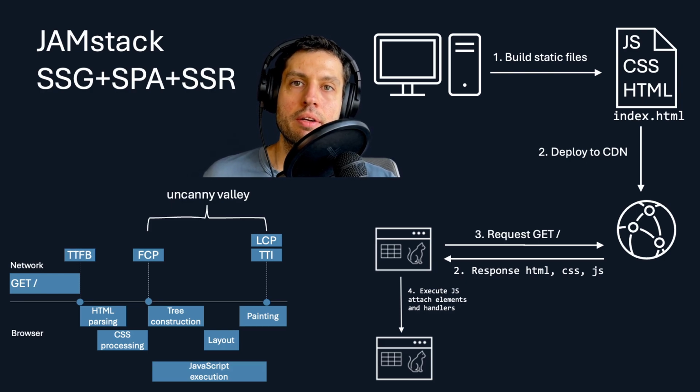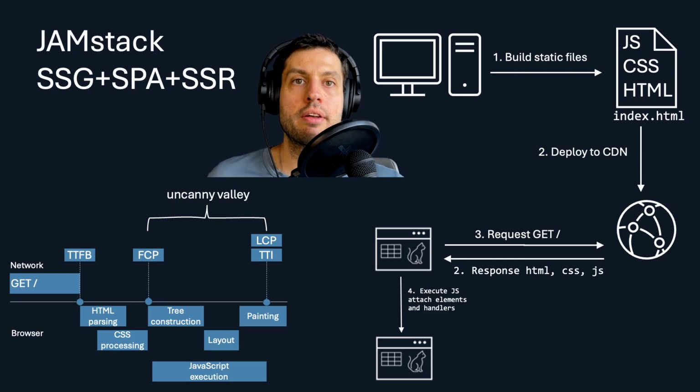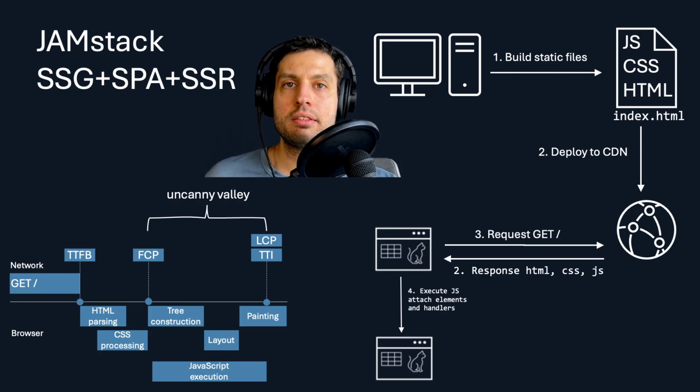So here, let's see how the flow goes. First, we build the static sites like we do with static site generation. Then we have the option to deploy them to a CDN, which is a nice optimization. And then when we do a request, we respond with the site that is already rendered and cached, not rendered on demand. And we also get the JavaScript, and then we hydrate the application.